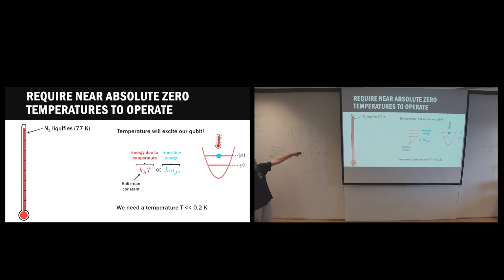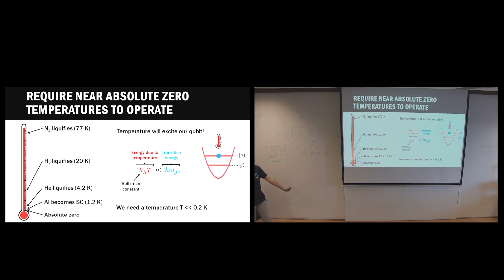We can visualize this. We know that liquid nitrogen liquefies at 77 Kelvin, so we cannot use just liquid nitrogen. Liquid hydrogen, sorry, at 20 Kelvin. Liquid helium at 4.2 Kelvin, which is what Kamerlingh Onnes was using in his experiments. Still too hot. We have to cool down at least below 1.2 and ideally way below 0.2 Kelvin, and we are almost touching absolute zero.